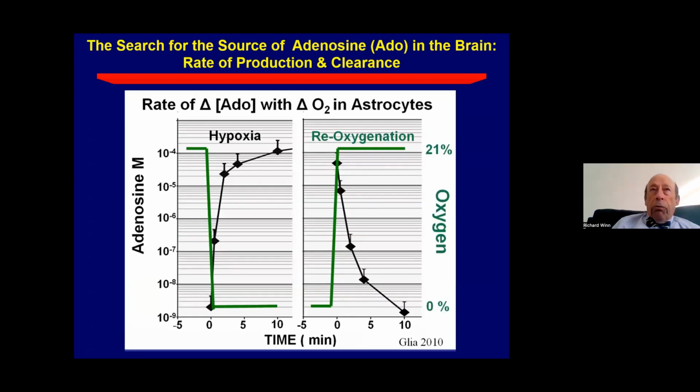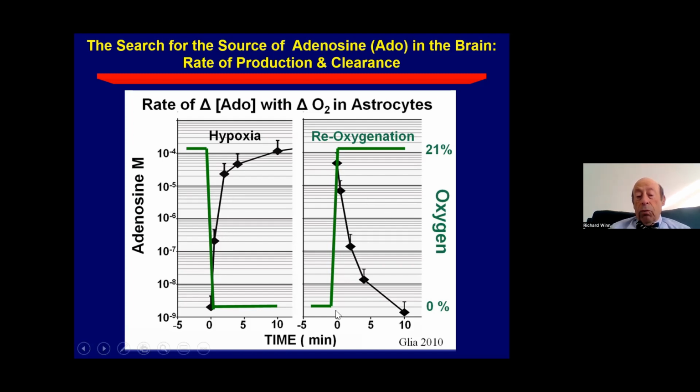Here's the temporal profile of the production of adenosine in astrocytes. This is a study published in GLIA. And it's very hard to achieve a square wave shift in oxygen in a culture. It's got to diffuse through the culture medium and so forth. Rather than seconds, it takes perhaps 60 seconds for the PO2 to drop. But we see a rather brisk and rapid increase in adenosine with hypoxia as measured at 30 seconds and 1 minute.